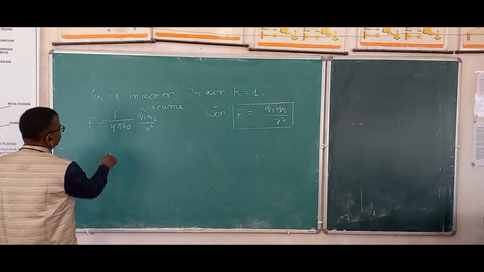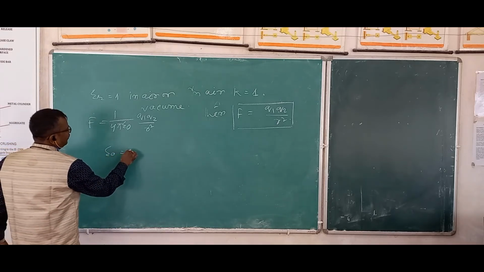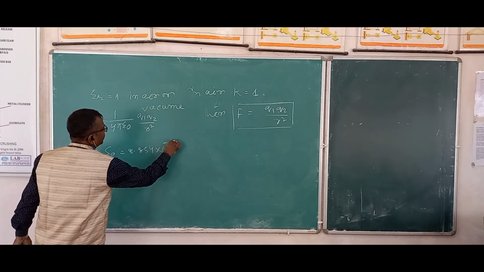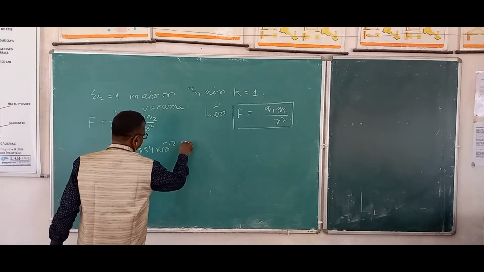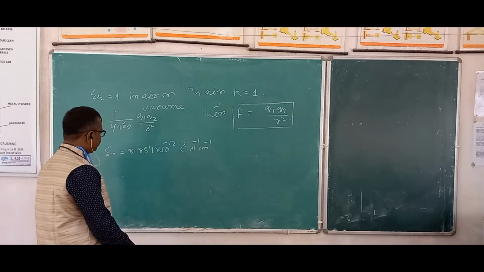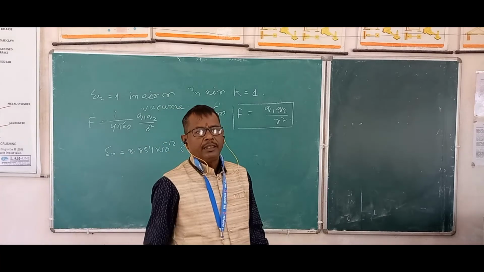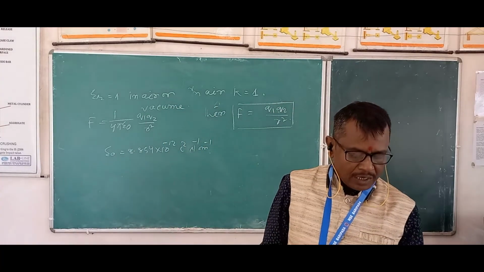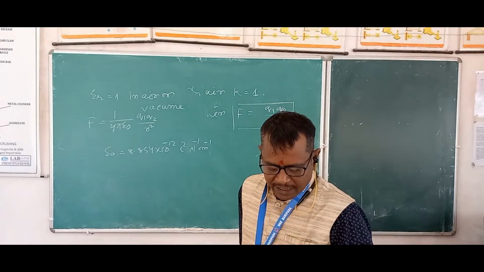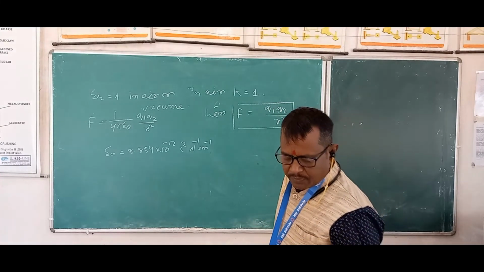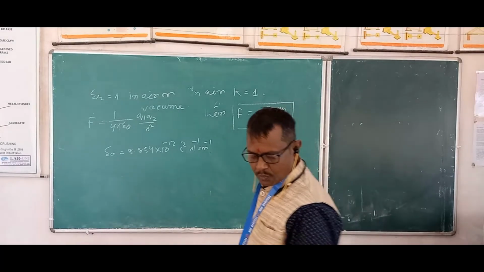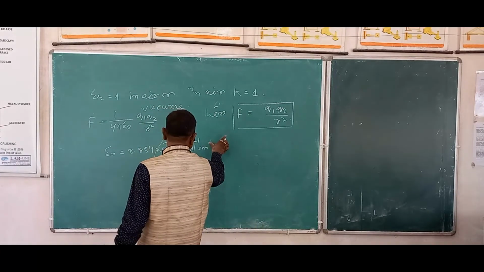The value of epsilon 0 is equal to 8.854 into 10 to the power minus 12 Coulomb square Newton inverse meter inverse 2. The value of electric permittivity in free space is 8.854 into 10 to the power minus 12 Coulomb square Newton inverse meter inverse 2.